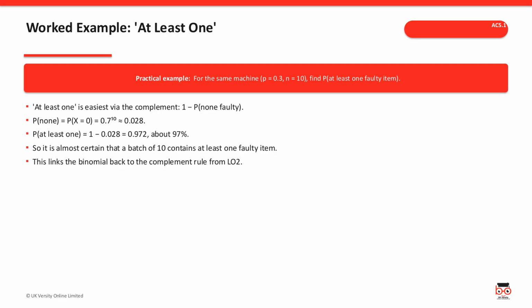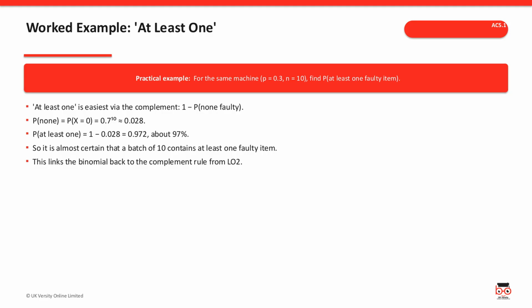Let's answer an "at least one" question for the same machine. p is 0.3, n is 10. What's the probability of at least one faulty item? The neat route is the complement: 1 minus the probability of none faulty.